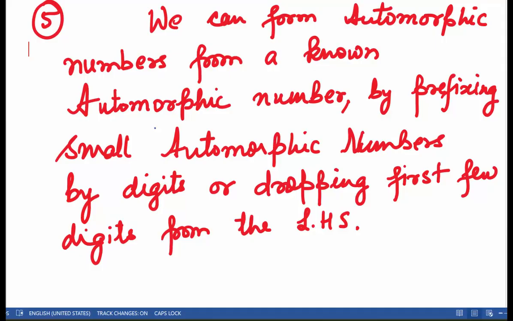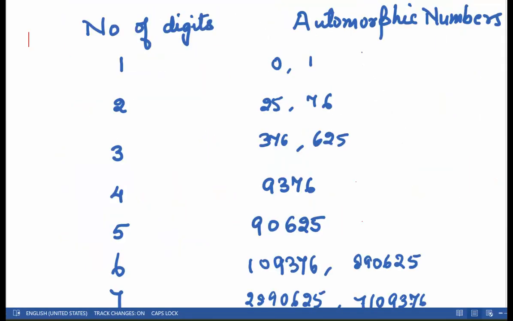Lastly, we can form automorphic numbers from a known automorphic number by prefixing small automorphic numbers by digits or by dropping the first few digits from the left hand side. So what we are saying here is that to 25, if we prefix it with 6, we get an automorphic number 65. To 76, if you prefix 3, you get another automorphic number.